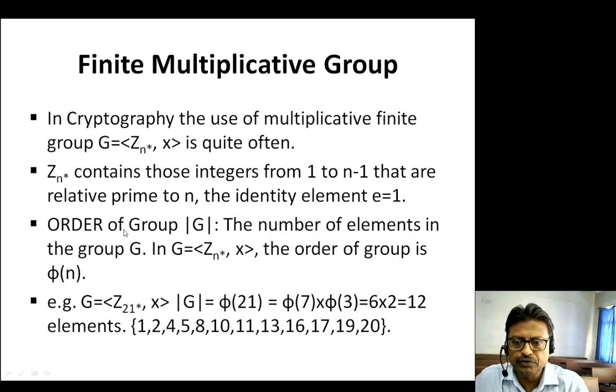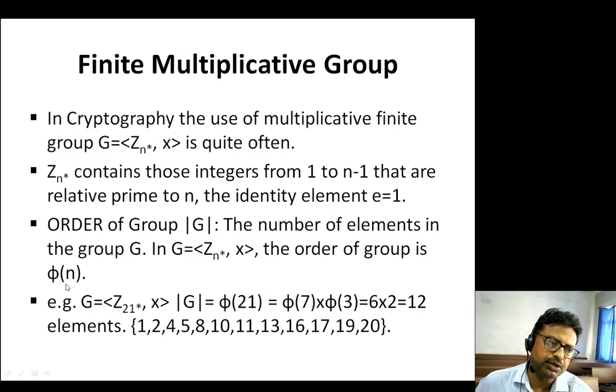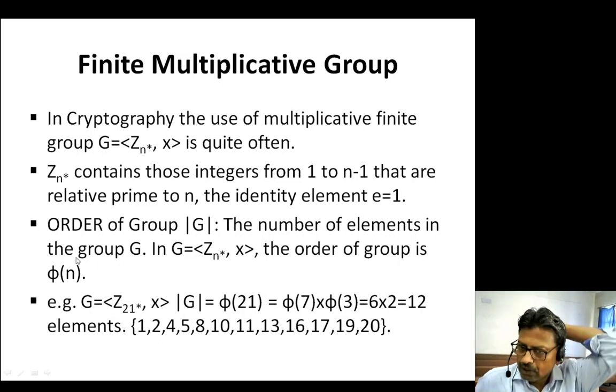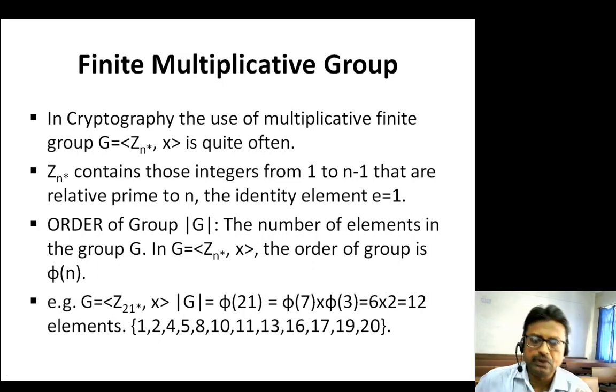Now the order of the group, how we find out the order of the group, we have already discussed, but the number of elements present in the group is known as the order of the group. So if we have to find out how many elements will be there in Zn star, we will find out the order by calculating the Euler's totient function phi n. Phi n can be calculated with four postulates which we have already discussed in the previous lecture, on how to calculate phi n.